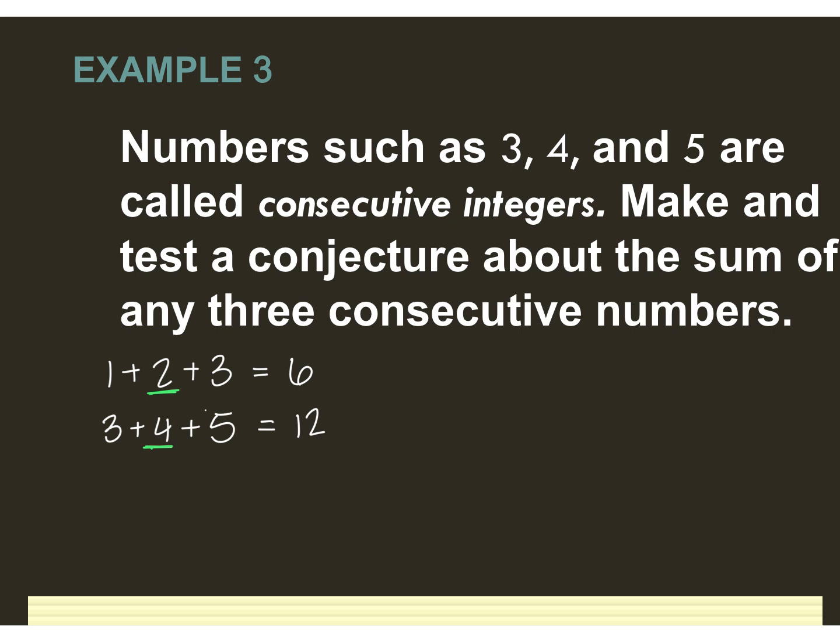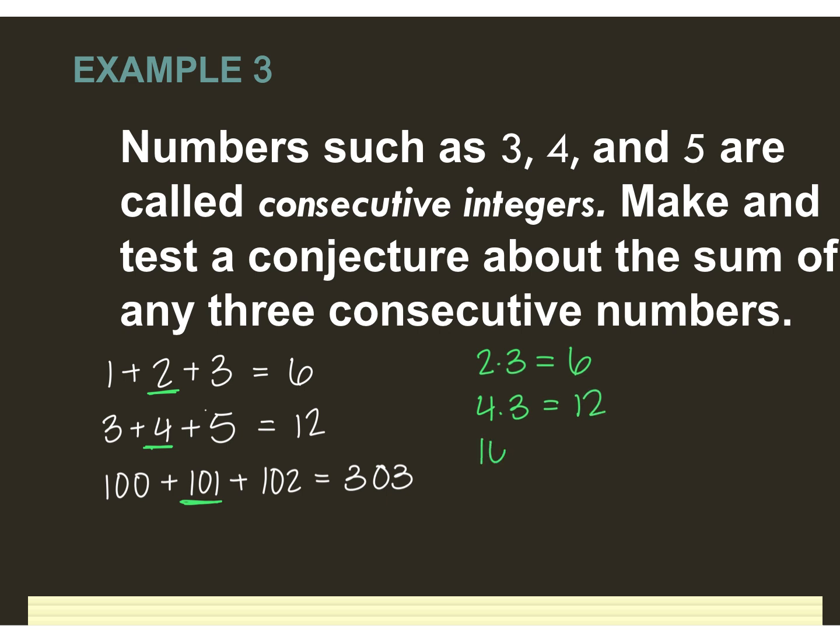So if you didn't see it, I'm going to go ahead and do another one. Here's 100. I'll use a little bit of a larger number. And 102. If I'm adding, I'm going to get 303. So again, using the middle number, if I multiply that middle number by 3, it's going to give me the same answer. 101 times 3, it's going to give me that same number.